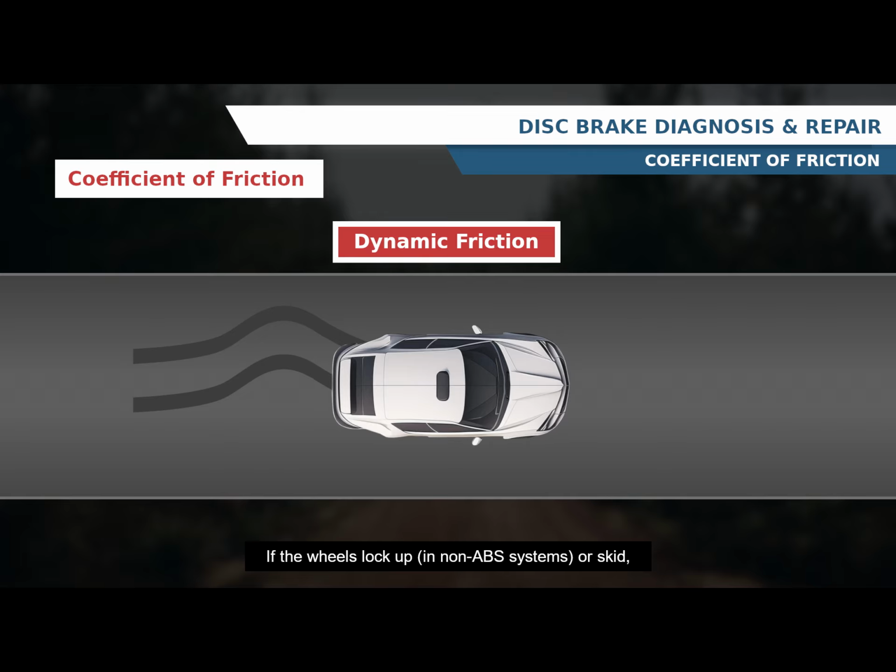If the wheels lock up, in non-ABS systems, or skid, dynamic friction takes over between the tires and the road. Dynamic friction provides less stopping power compared to static friction. Modern braking systems, like ABS, aim to maximize static friction by preventing the wheels from locking up, thus maintaining control.